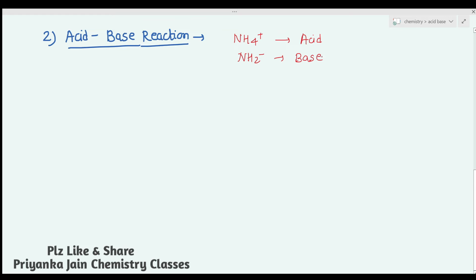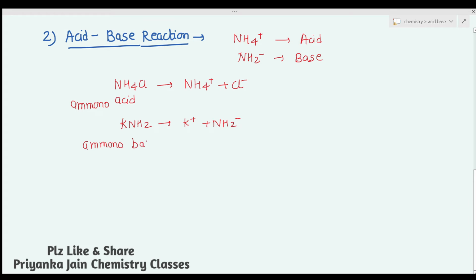So we can say NH4Cl. If we are taking NH4Cl, then it is giving NH4 plus ions, okay, plus Cl minus. So it is acting as the acid. It is called ammono acid. Similarly, if we are taking here KNH2, it is giving K plus plus NH2 minus. So this is giving NH2 minus ion, so it is acting as the ammono base. As it is acting as a base in the liquid NH3, we are calling it the ammono base.